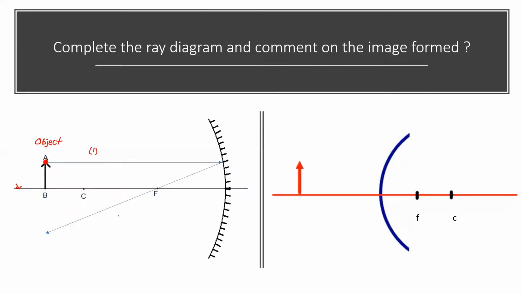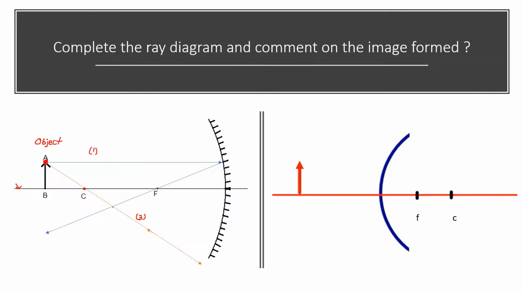So I think I mistakenly drew the third rule first. Okay, this is the third rule. Any ray which goes through your C point, through the center, will come back along the same path, right? So usually having two rays is enough to figure out the image.